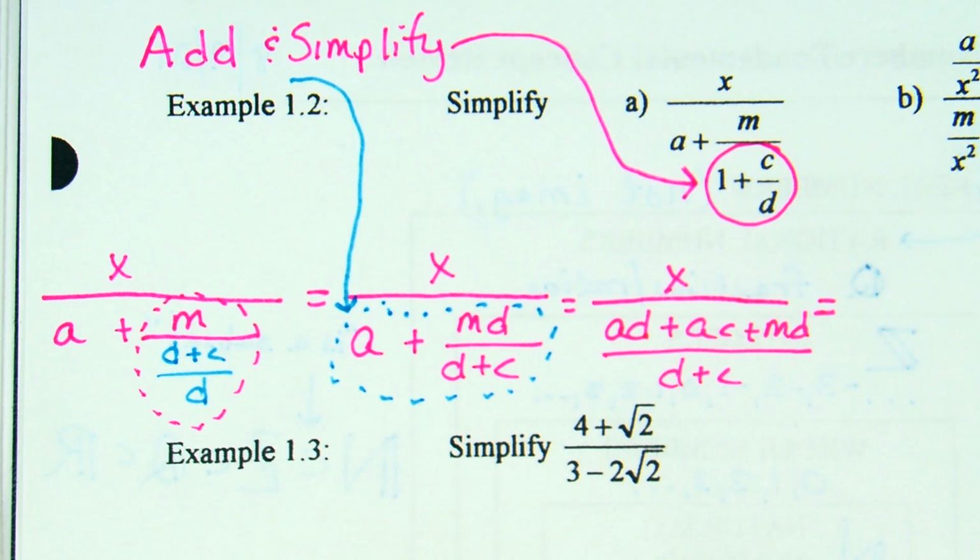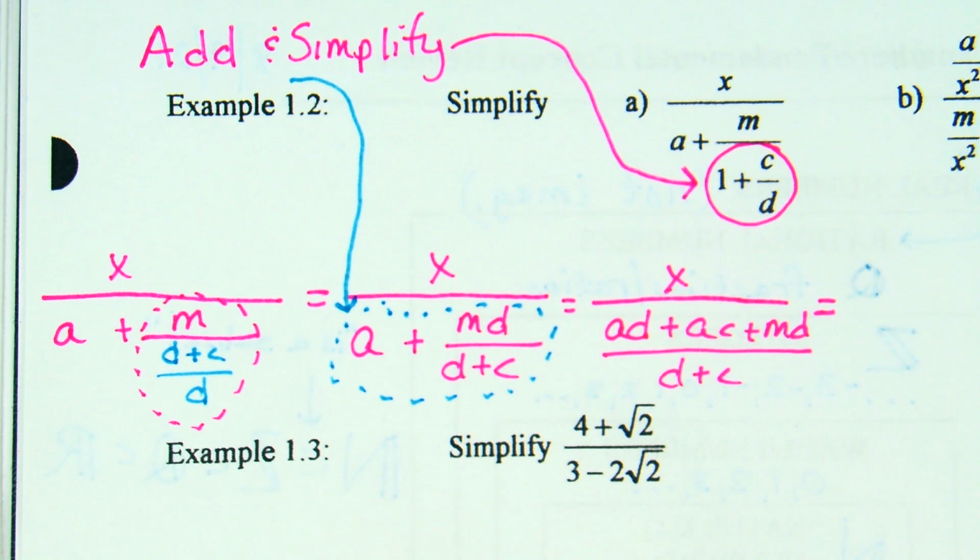It's X divided by AD plus AC plus MD over D plus C. What is X as a fraction? X over 1. Right now it's divided by AD plus AC plus MD over D plus C, but we need to keep, change, flip. So now it's going to be D plus C over AD plus AC plus MD.